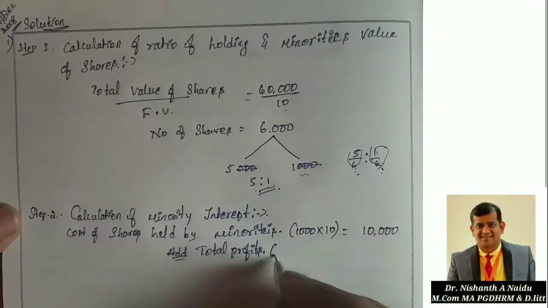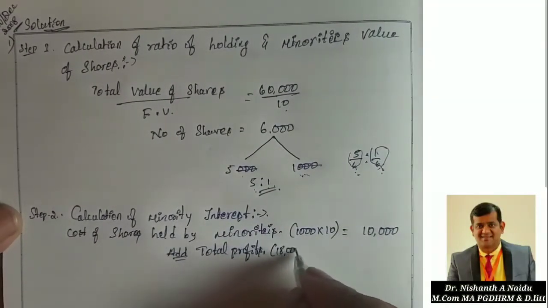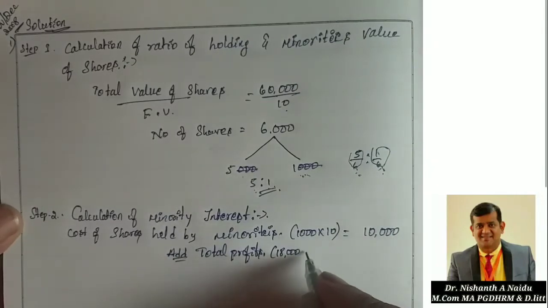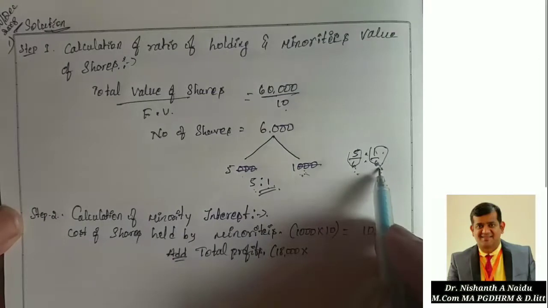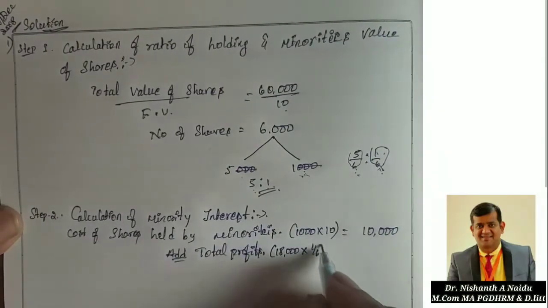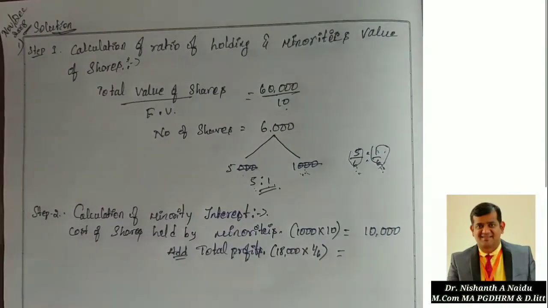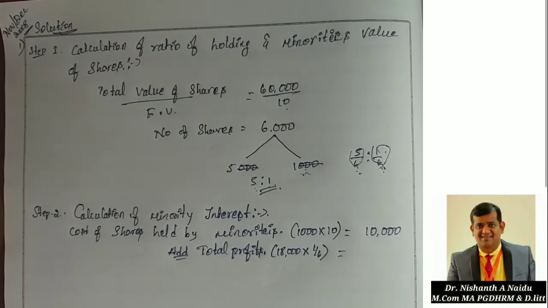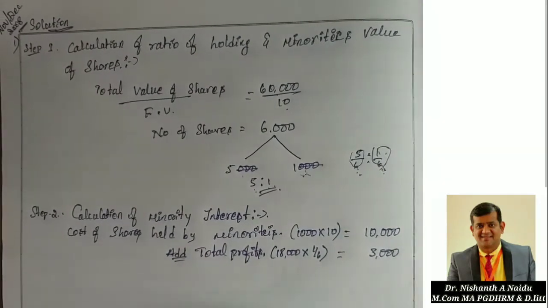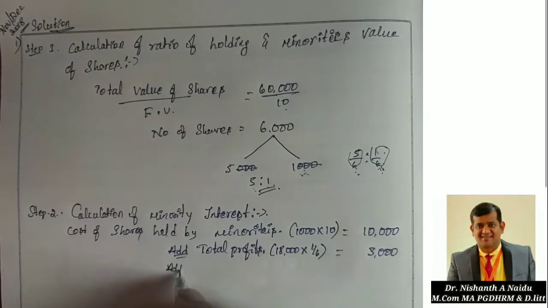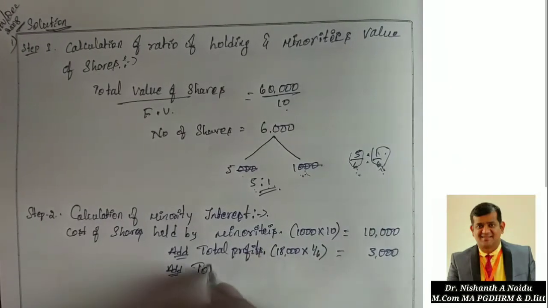So how much do you have as profits? Yes, 18,000, right? 18,000 into what is the ratio of this minority? 1/6, I said, right? So now calculate, use the calculator. 18,000 into 1/6, that is 3,000. Write down 3,000.